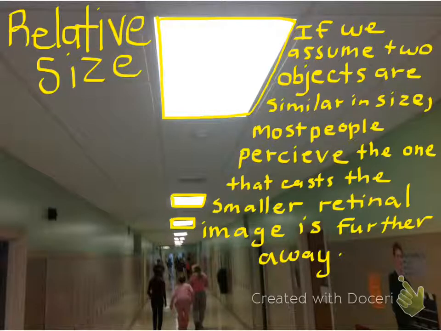We use this picture to demonstrate relative size because we assume that objects are similar in size, but most people perceive the one that casts the smaller retinal image as further away. So the lights further down the hallway have a smaller image even though we know they're the same size.